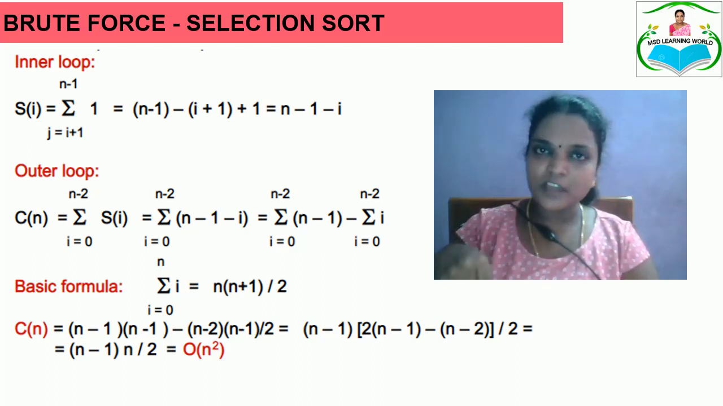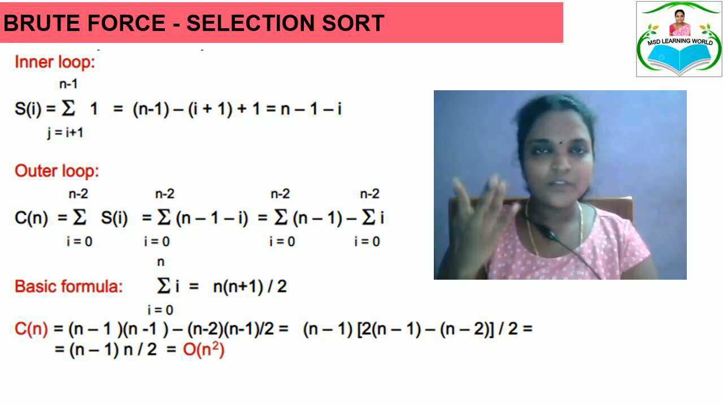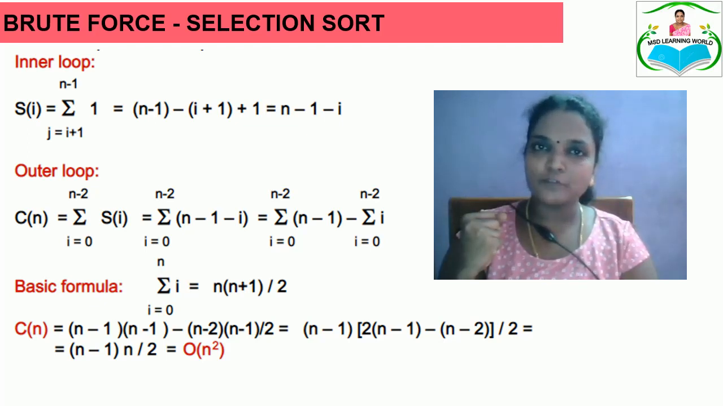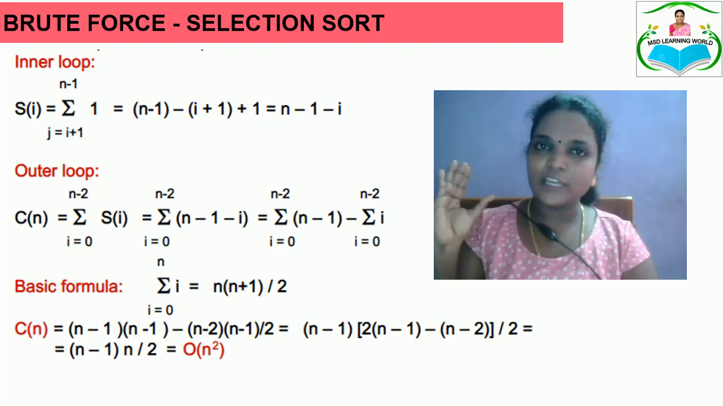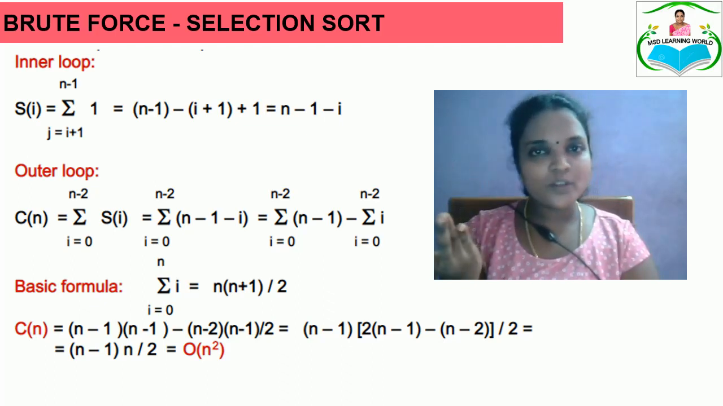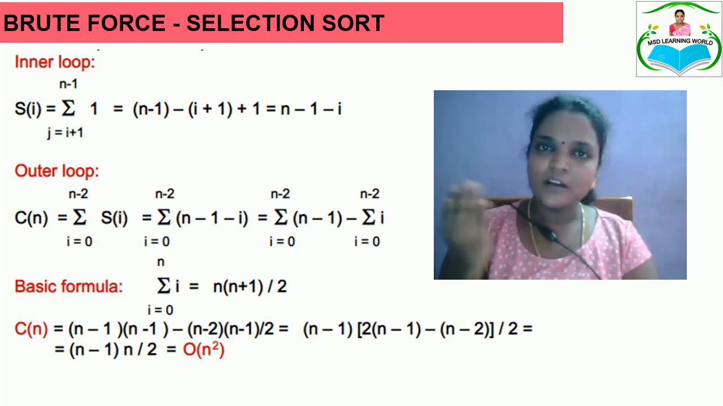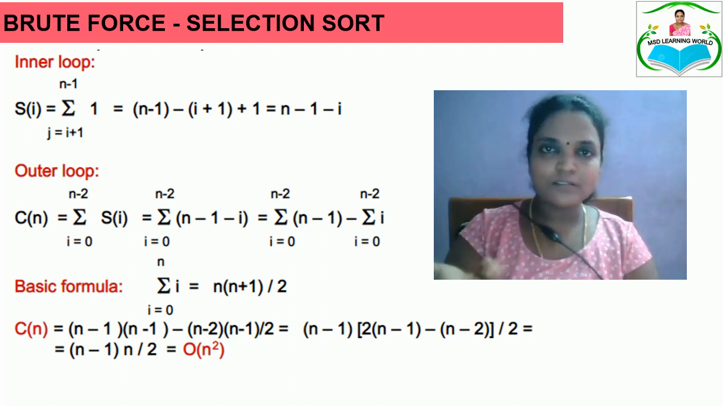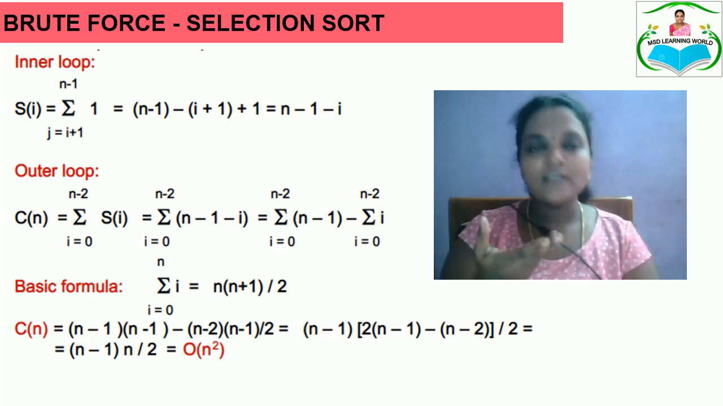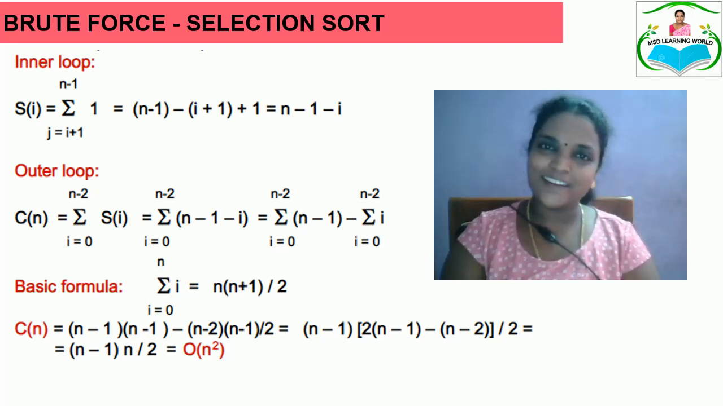But even without deriving the formula, it is very clear that the outer loop is executed n number of times when you leave out all the constant values, and the inner loop is also executed n times. So n into n is n square. This is the normal easy way that I have told you already in the previous time complexity applications. Whenever you have a nested for loop where the outer loop runs n times and the inner loop n times, the time complexity of selection sort is order of n square.